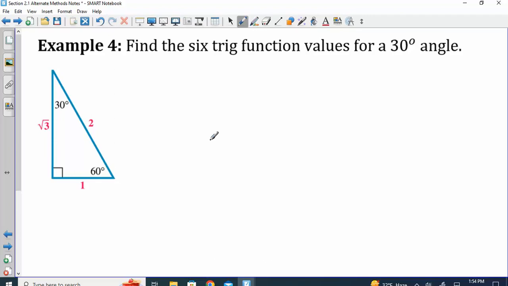But I want to use this. And I want the 6 trig functions for 30 degrees. So the sine of 30 degrees. Make sure you write 30 degrees. Don't just put sine equals. So from my 30-degree angle, my opposite side is 1. My hypotenuse is 2. So the sine of 30 is 1/2. That means the cosecant of 30 degrees would be equal to 2.